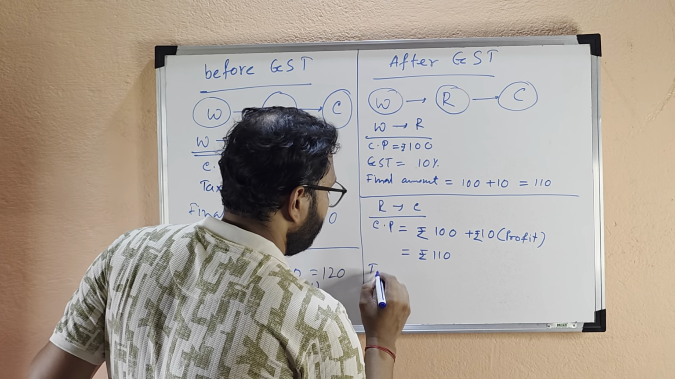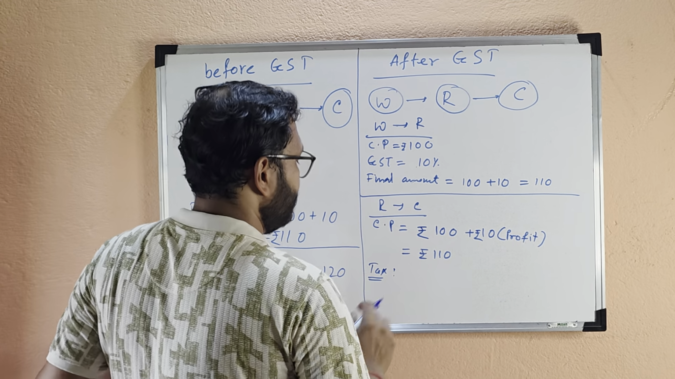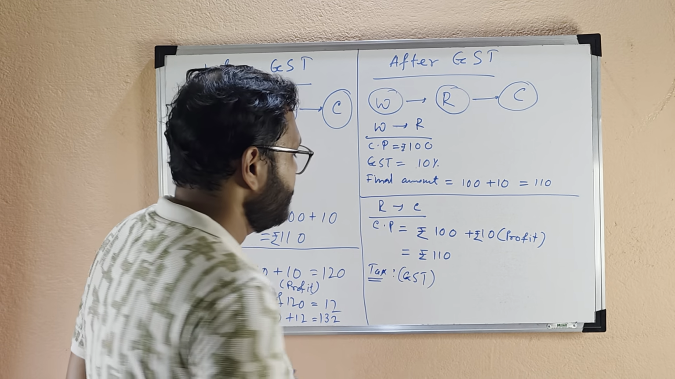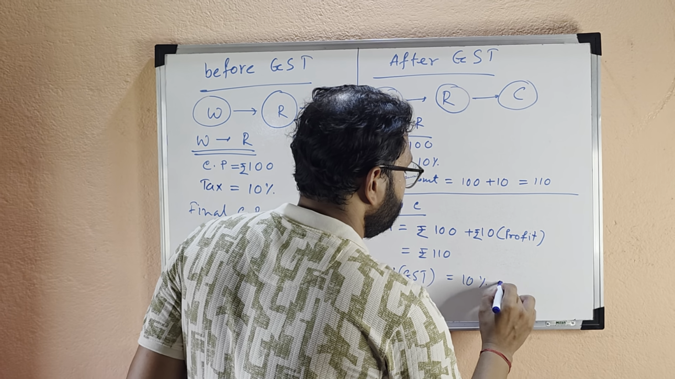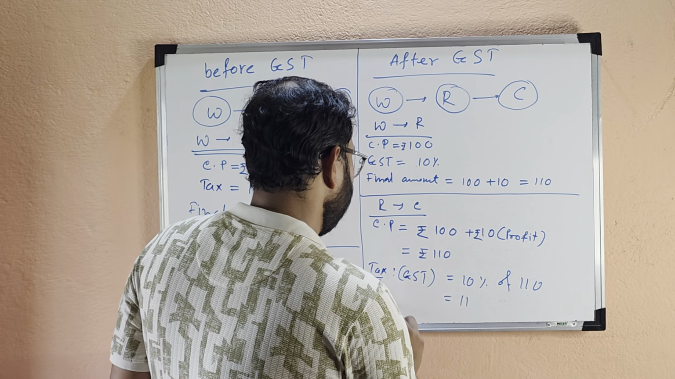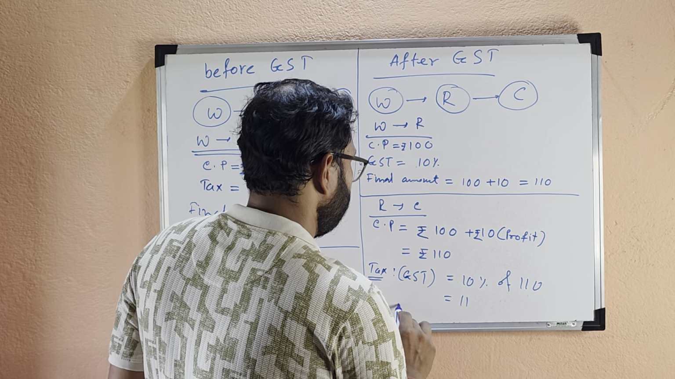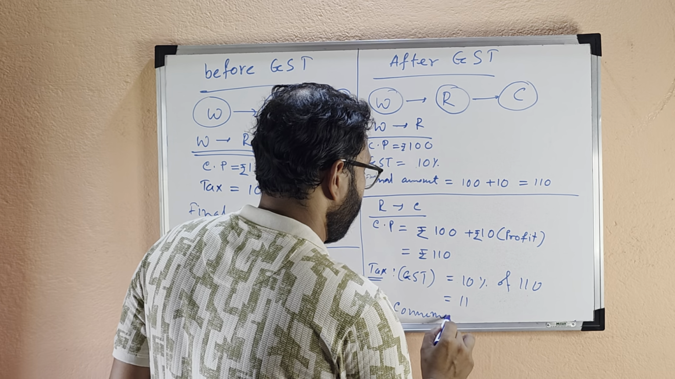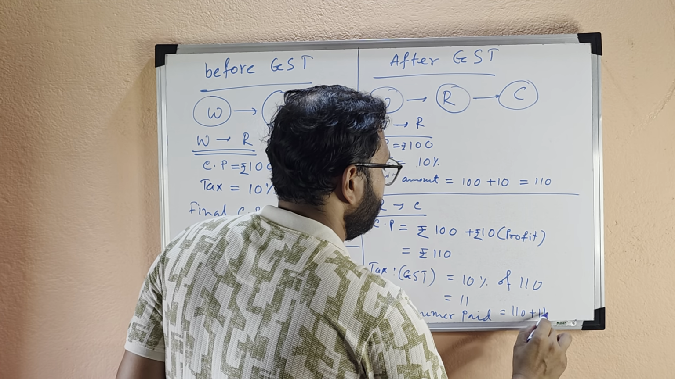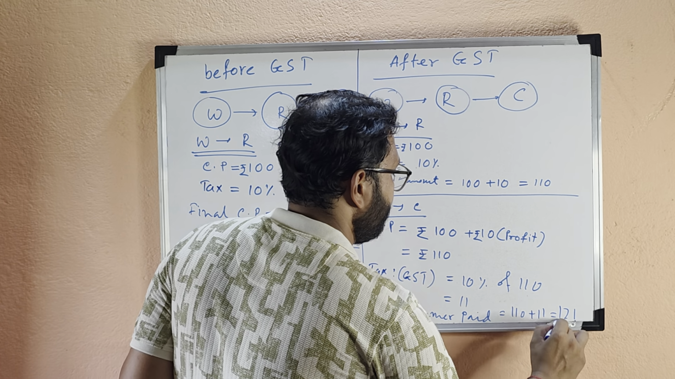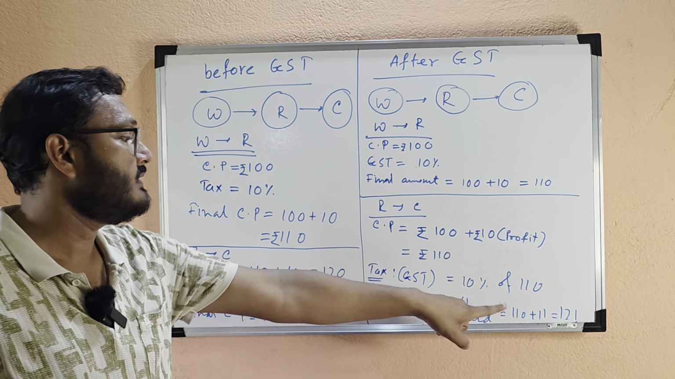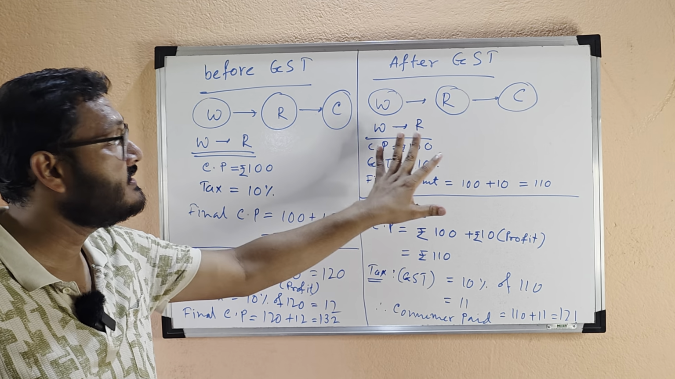Next is you have to pay the tax here, that is GST. This is the price without GST. So GST is 10% of the cost price. So 11 rupees. So hence the consumer paid 110 plus 11, 121 rupees. See the difference? So that is the benefit of this GST system.